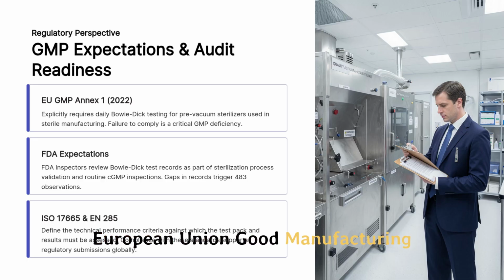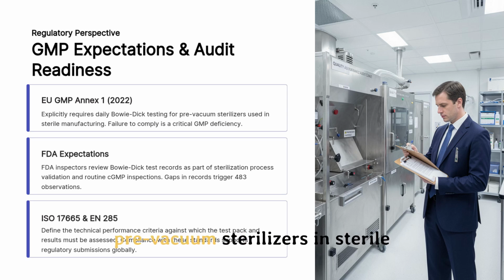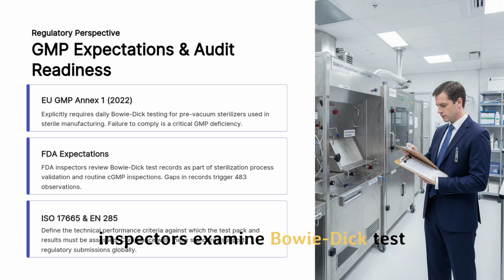European Union Good Manufacturing Practice Annex 1 mandates daily Bowie Dick testing for pre-vacuum sterilizers in sterile manufacturing. Non-compliance is a critical good manufacturing practice deficiency. Food and Drug Administration inspectors examine Bowie Dick test records during process validation and routine inspections, with gaps leading to 483 observations.